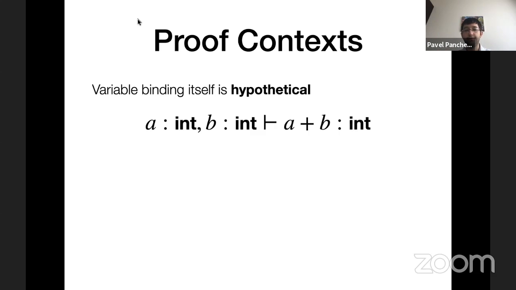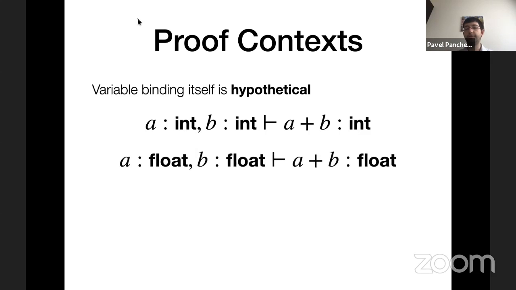And that kind of makes sense. So if we can ask, if A and B are integers, well, then A plus B is also an integer. But if they're floats, A plus B is a float, right? And if you think about this, this could be like a generic function in Java or C++, or if it's Python, you can think of this as operator overloading going on.